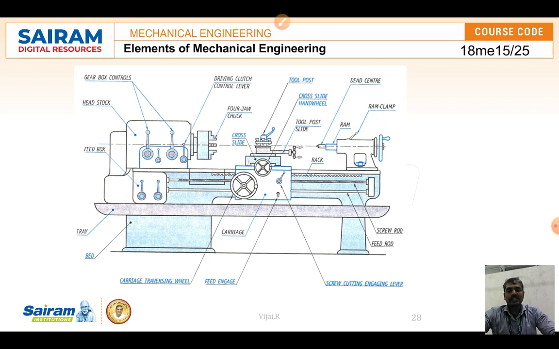In the tailstock picture, you can see the tailstock dead center. We can remove the dead center and use the drill bit in that place, so that it is useful for drilling in the face of the workpiece, right?